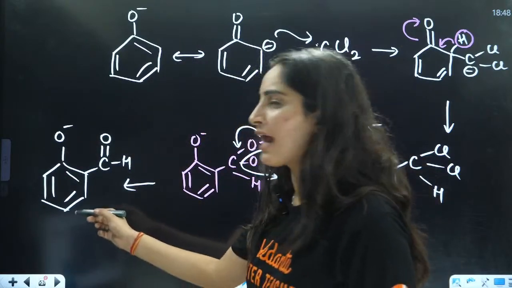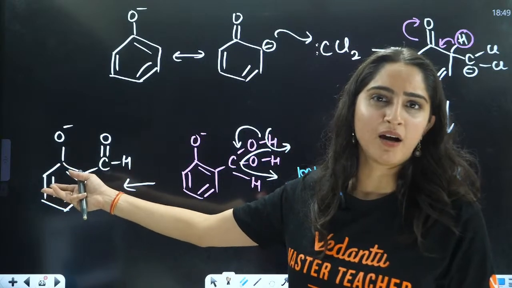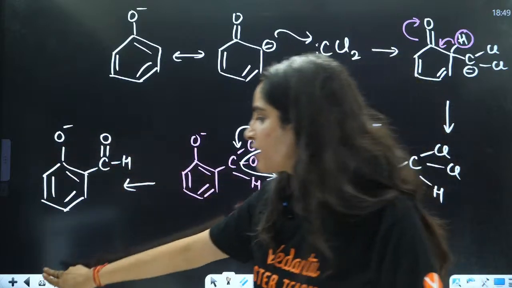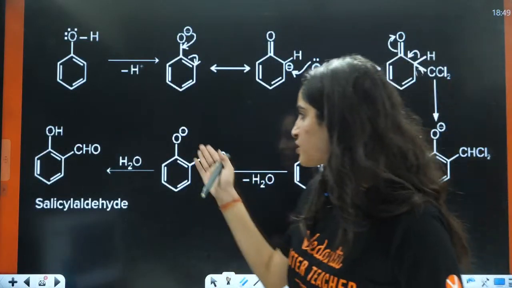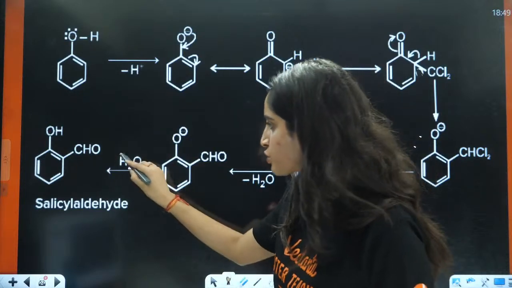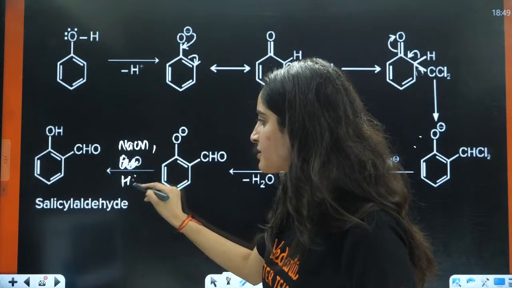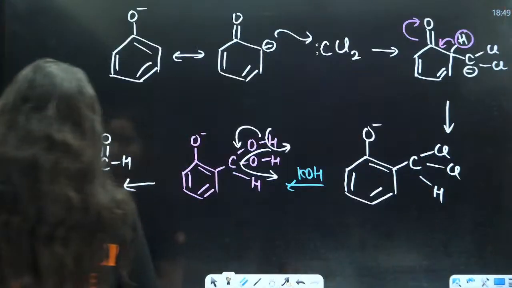After this you will add NaOH, right? Then after this you will add HCl, this O negative will be OH, right? So very simple, what you will do, instead of just writing H2O here, you should add NaOH, and after that you will have HCl, right? Then you will have the formation of salicylic aldehyde.